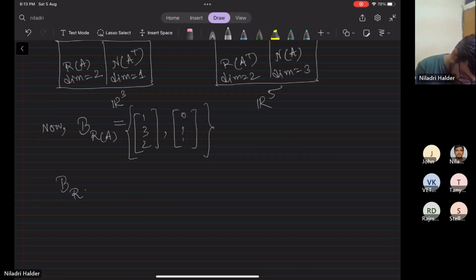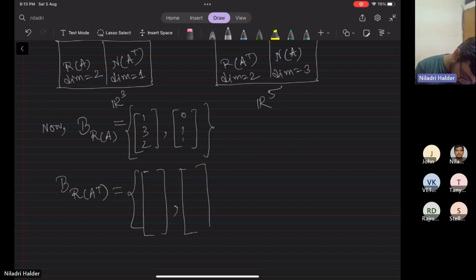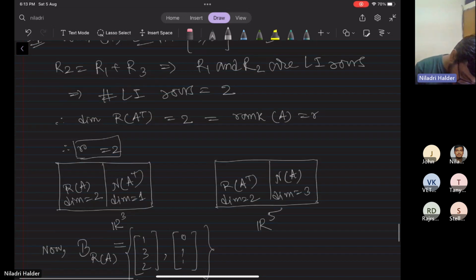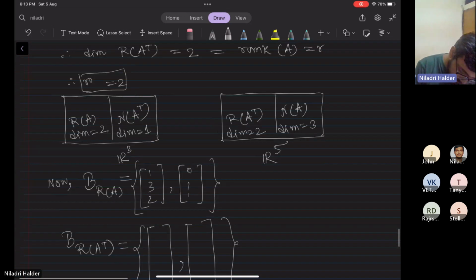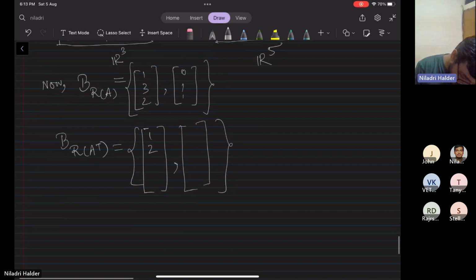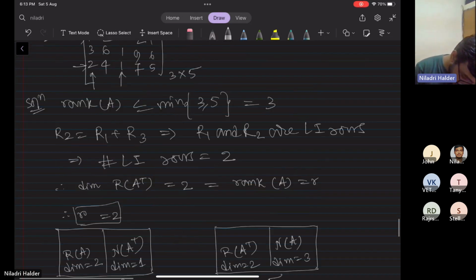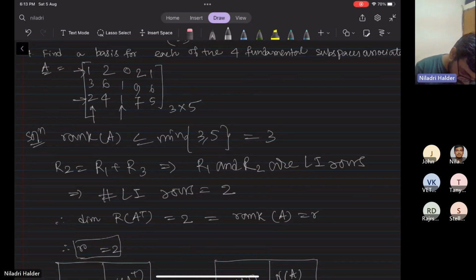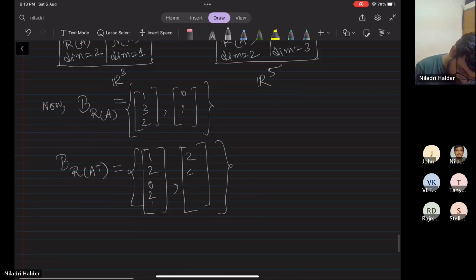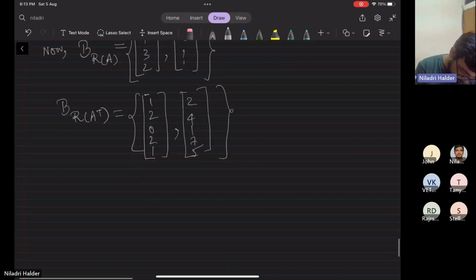And what will be the basis for the range space of A transpose? It is a set of rows only. So the first row is 1 2 0 2 1, and the third row is 2 4 1 7 5. Okay. And now the basis for the null space of A.